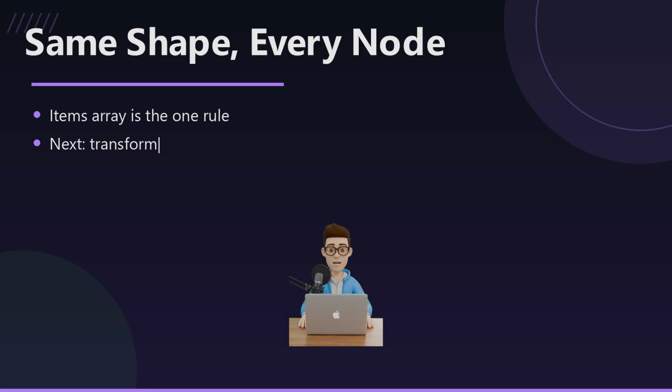We started with an unlabeled blob crossing a wire, and now you know exactly what it is. An array of items, each one a JSON object. That one shape explains the looping, the input and output tabs, and that expression bug from earlier. Next lesson, we'll actually transform these items ourselves.